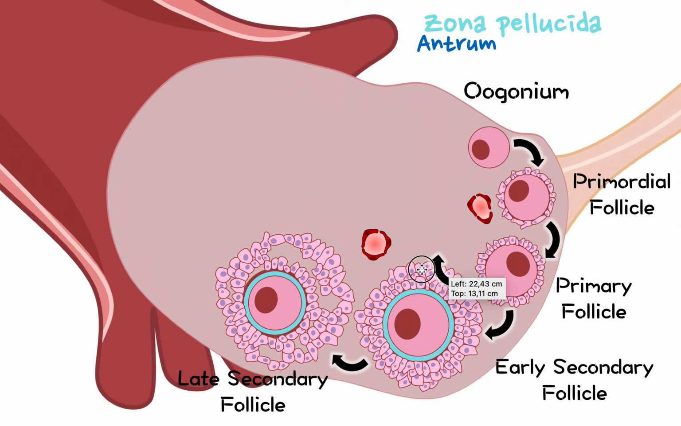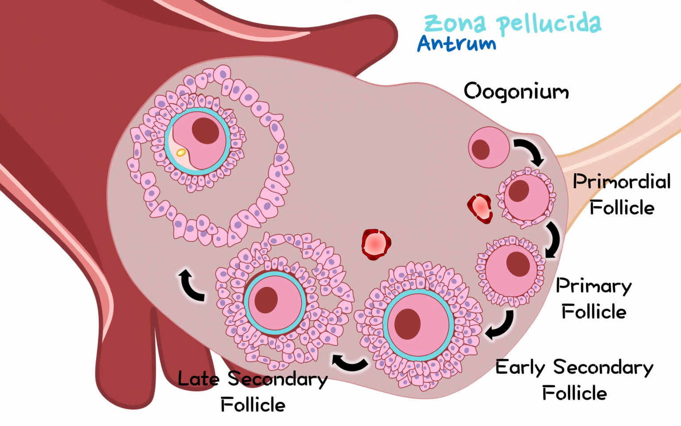So now, this late secondary follicle is going to become another thing. What do we call this one? The Graafian follicle. Okay, the Graafian follicle. So what's going on here? This part might confuse you a little bit, but it will make more sense later in this video. So let's first look at the obvious part.